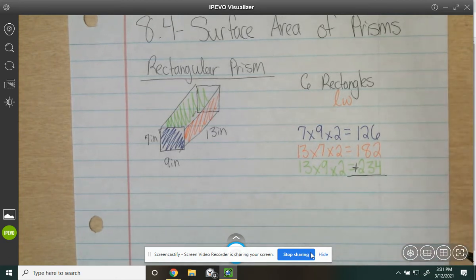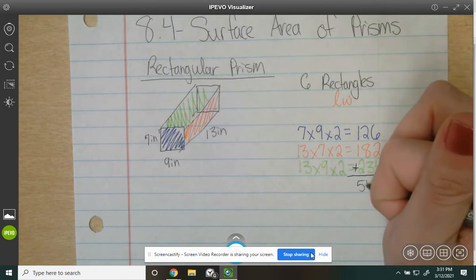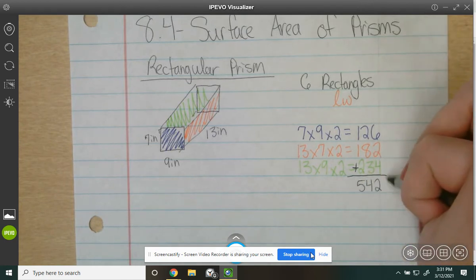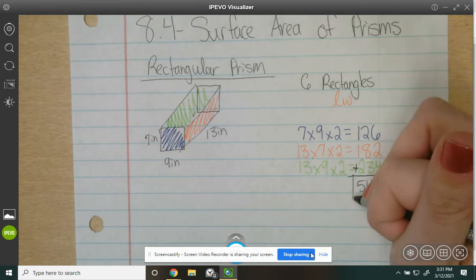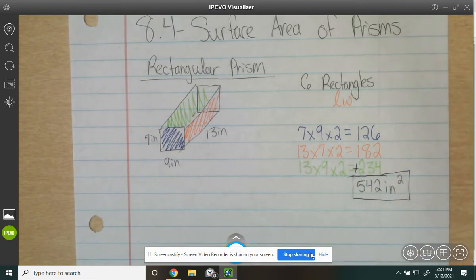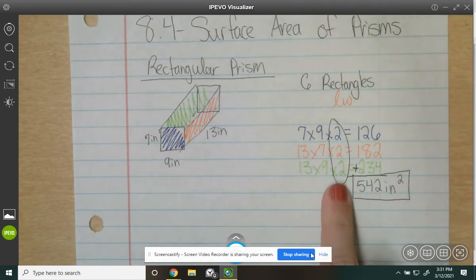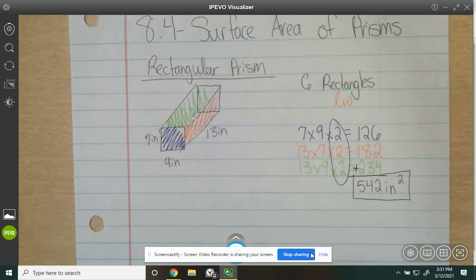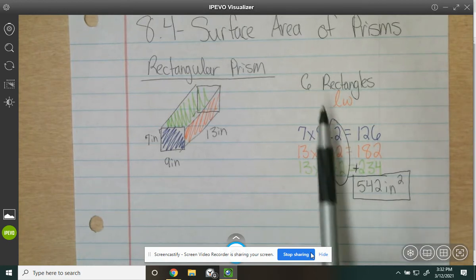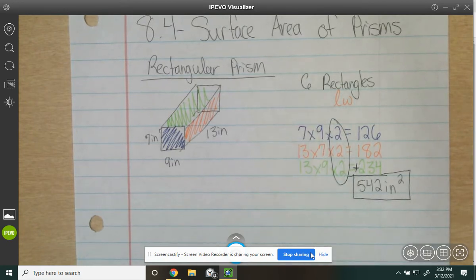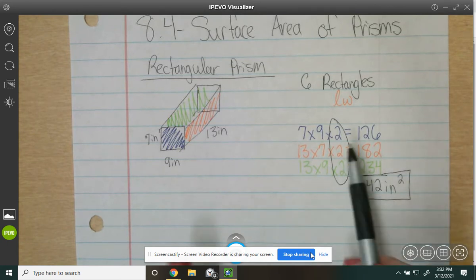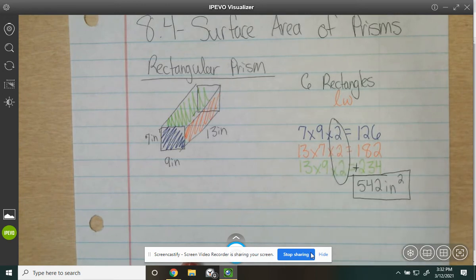I don't multiply them, I add them. So you should get 542 inches squared. Just to recap, the reason I have these 2's here is because there's always a pair of rectangles. That's just how prisms are made. Unless it was a perfect cube, then you could find one rectangle and multiply it by 6 because they all would be the same since they are squares. But on your homework, most of the time, you're going to have to multiply them by 2 since they're pairs.